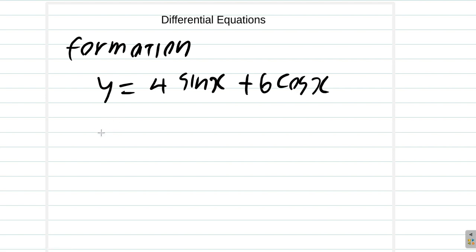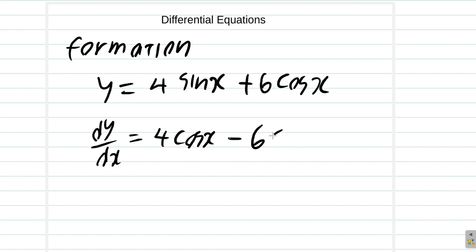So let's differentiate. dy by dx is equal to, when you differentiate sine, what do you get? You get cosine. So you have 4 cos x. Then when you differentiate cos, you remember what you get? You get negative sine. You say minus 6 sine x. Good.